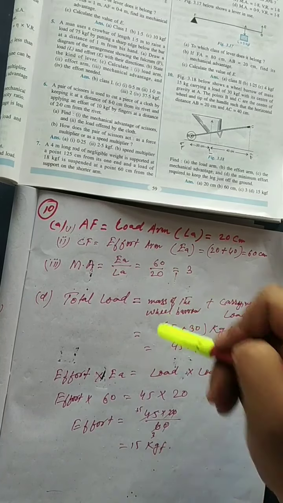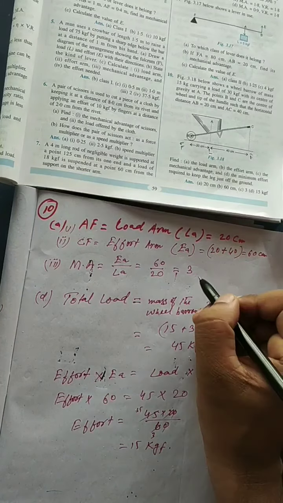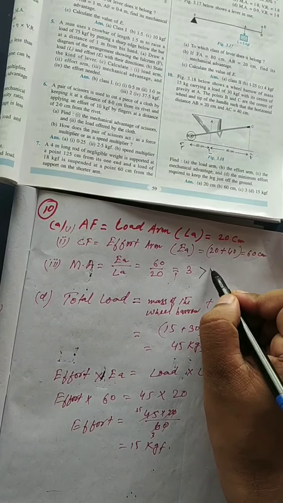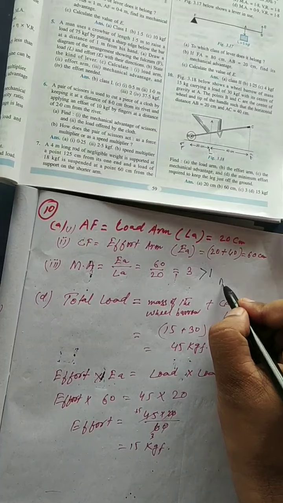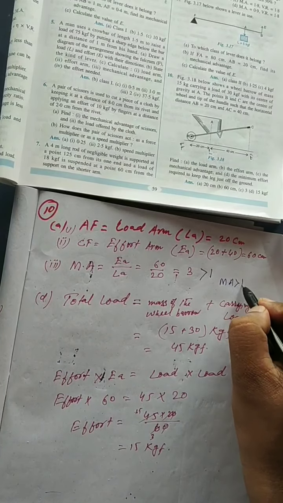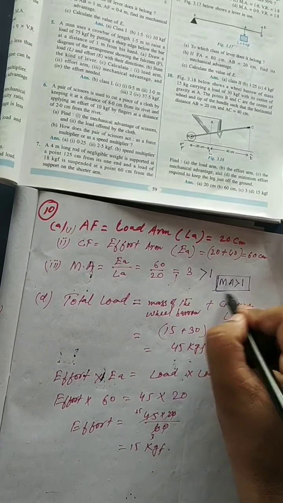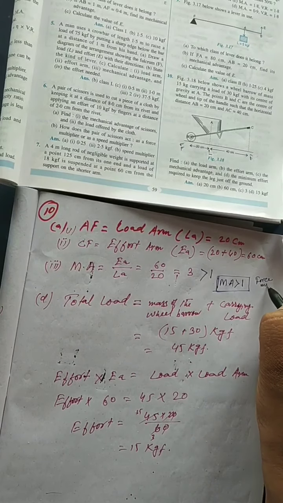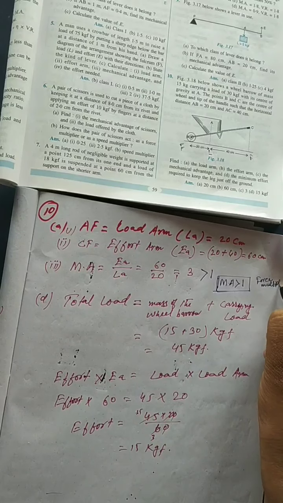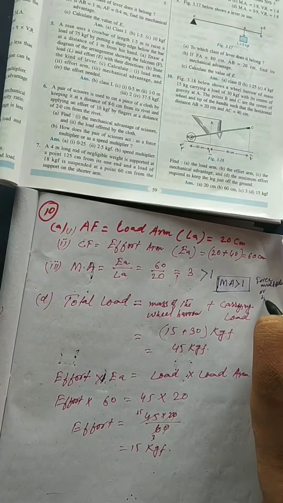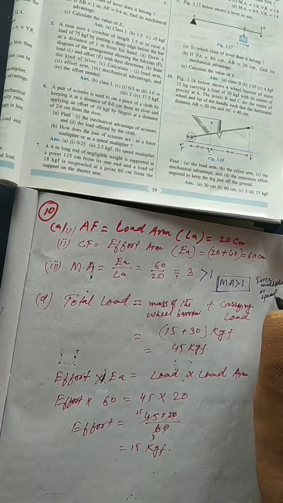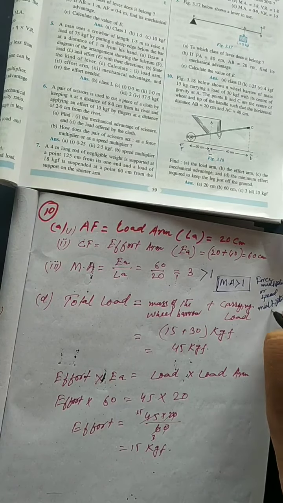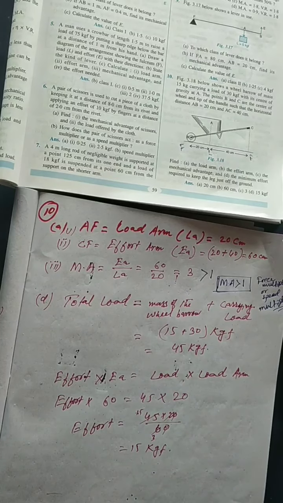Now look at this. This is greater than 1. The question is not asking it, but now you will tell me: if the mechanical advantage is greater than 1, then what does the machine act as? A force multiplier or a speed multiplier. You will tell the answer in a comment.